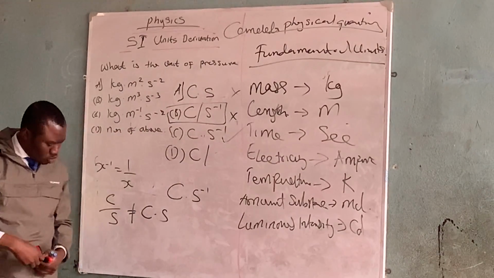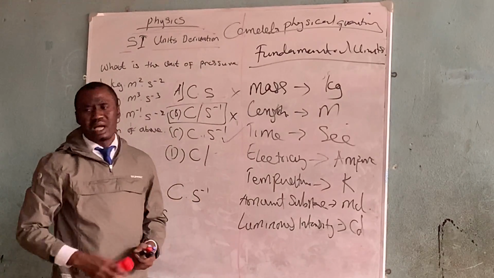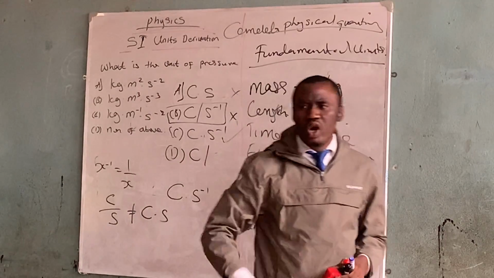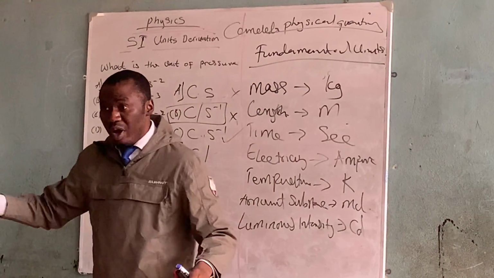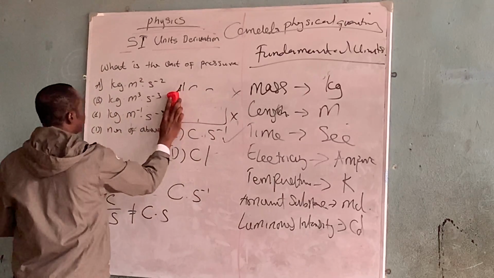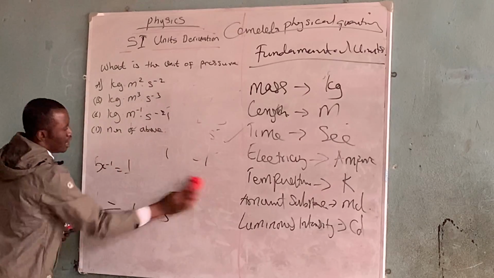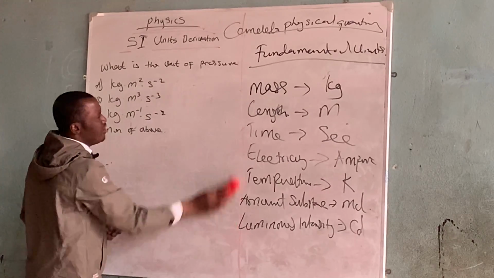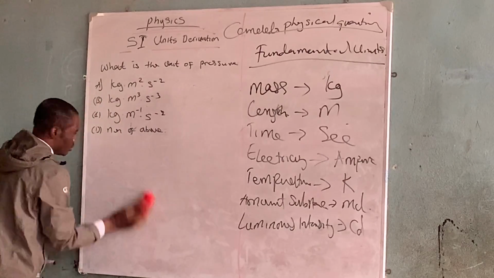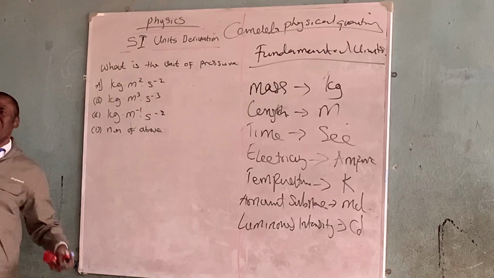Now we want to go to the next thing, the derived units. These are units that depend on fundamental units. Let me open up this question. Have you answered this question? Leave the question there, on one side. These are units that are dependent on the fundamental unit.